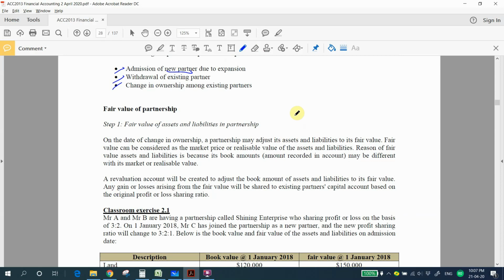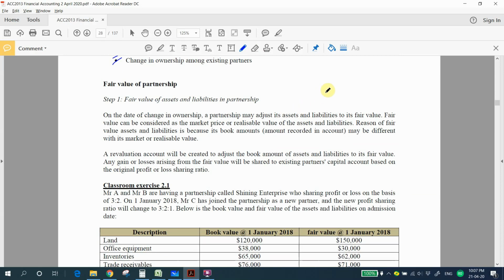When you have a change in the ownership, what do you have to do? You have to fair value the partnership. So how to fair value the partnership? Step 1, you have to fair value the assets and liabilities in the partnership. On the date of change in the ownership, a partnership may adjust its assets and liabilities to their fair value. Fair value can be considered as the market price or realizable value. It means the current selling price.